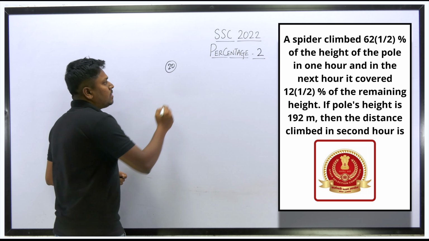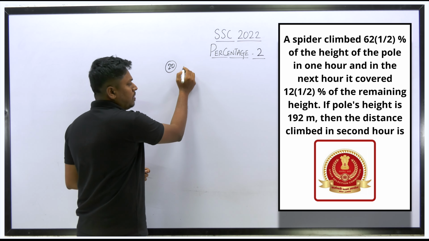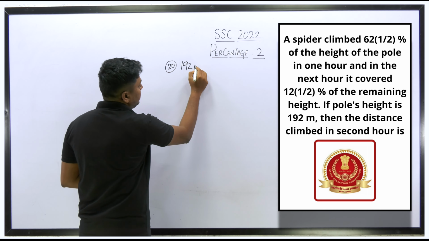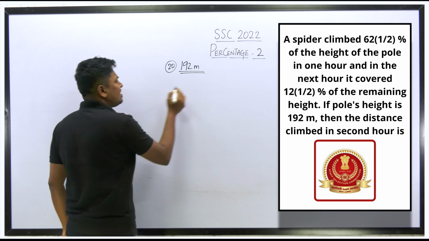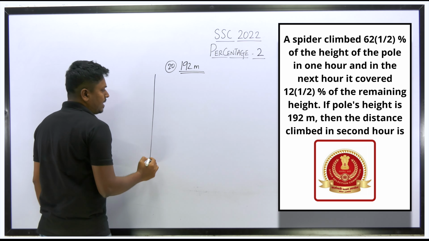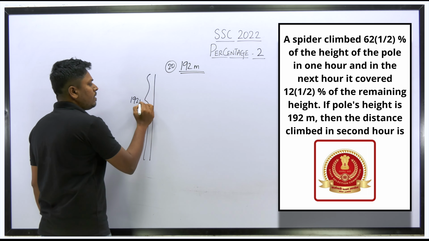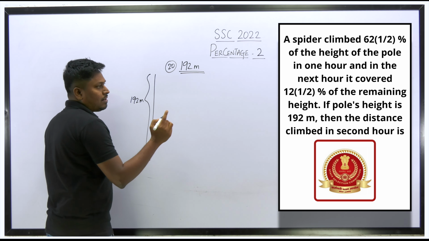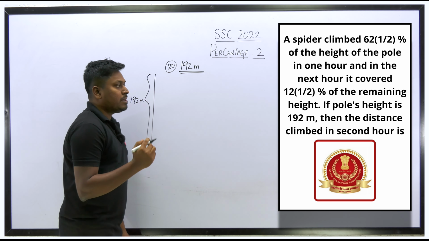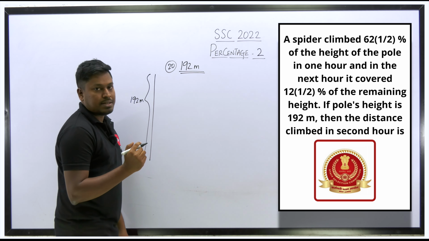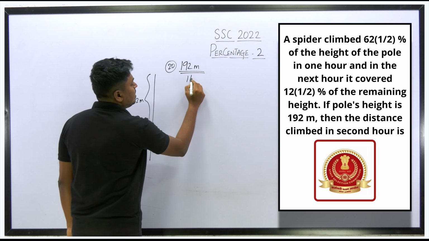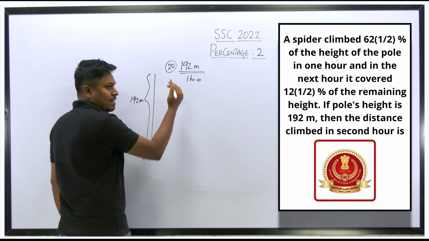What is the total height of that pole? The total height of that pole is 192 meters. It's a very easy question. Let me take it as a pole, a stick. The total height is 192 meters. And in the first hour, the spider climbs how much percentage? 62 1/2%. So first let me find how many meters the spider climbs in the first hour.